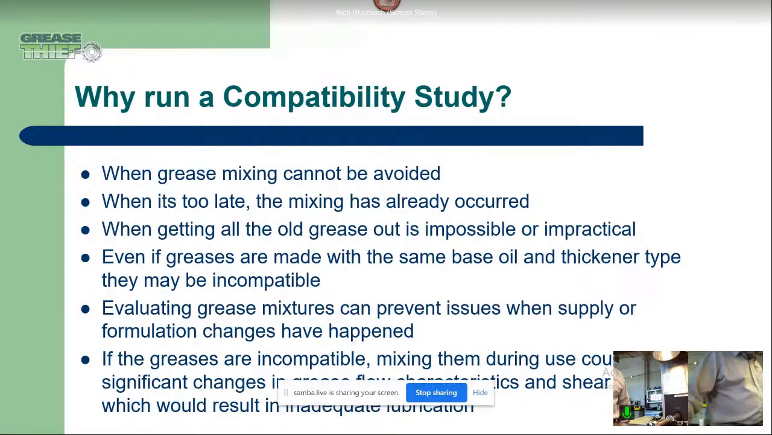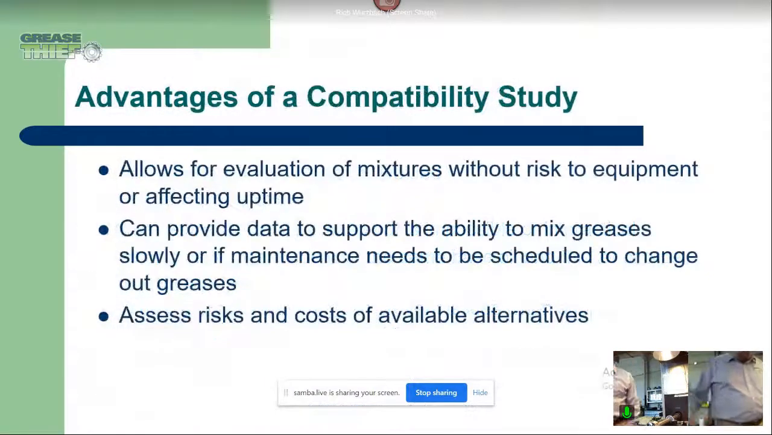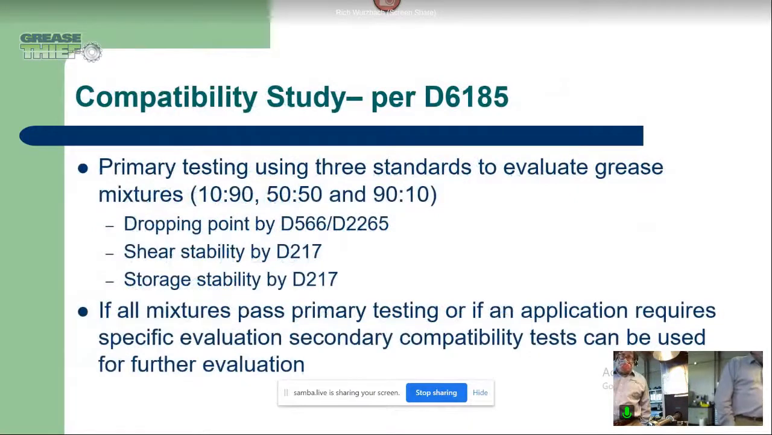And that's why we would run the compatibility study to understand what might happen and what is the risk. The compatibility study allows for evaluation of mixtures without risk to equipment or affecting uptime. We can use the data that we produce by running these tests to support the ability to mix greases either slowly, if it seems like that's an okay mixture, if it passes this kind of compatibility test, or to know whether maintenance needs to be scheduled to change out those greases and possibly disassemble that equipment to achieve that complete changeover. And then we just use this information to assess the risks and the costs of the alternatives that we might have before us.